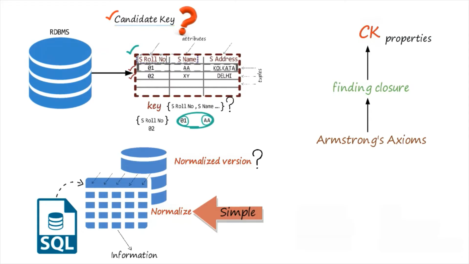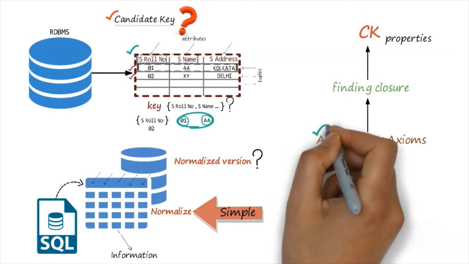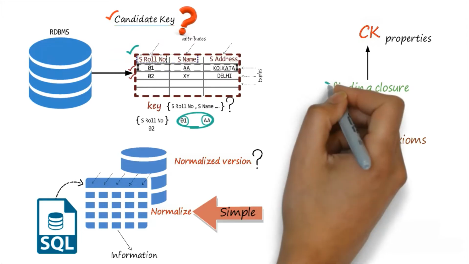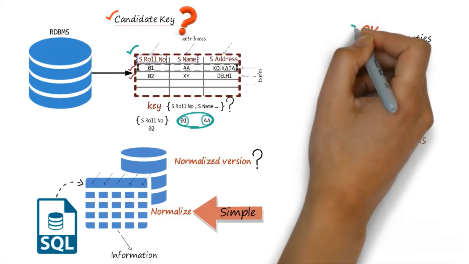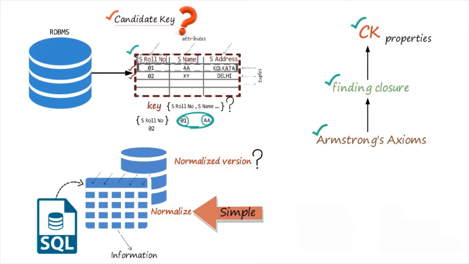And then only we can move on to the concept of finding candidate key. So I think now it is clear to you what we are going to do. So we have to learn the axiom first, then we will learn the closure, then only we can find the candidate key. That's it. So now let's start the class. So now the first step is we have to learn what do you mean by Armstrong's axiom. So why we are learning it?